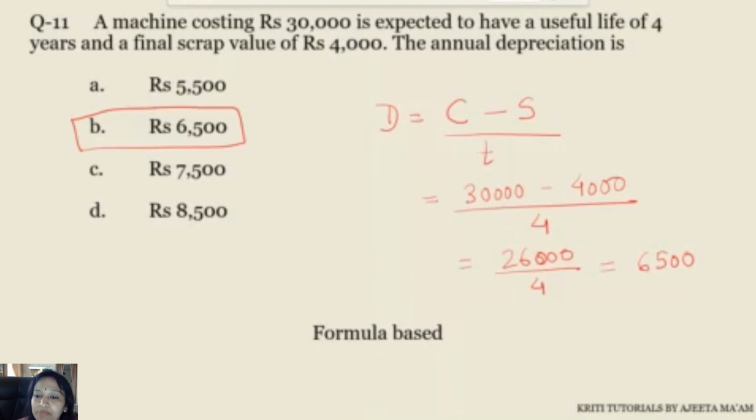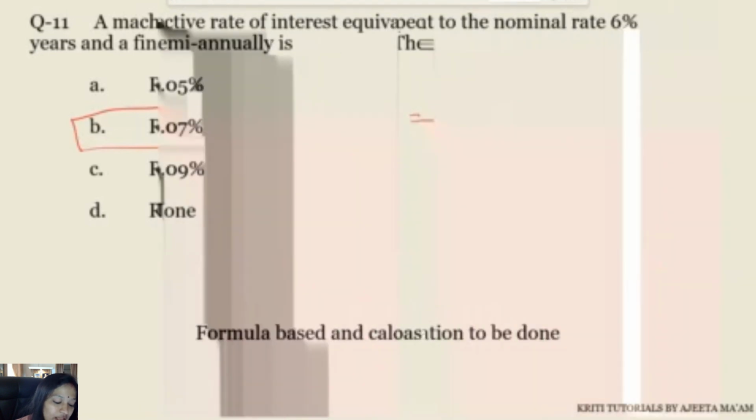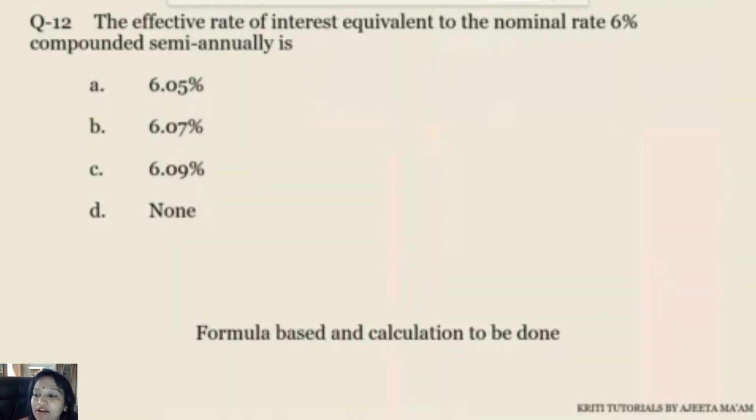Right? So that is the depreciation. Now let's move to the next question. Now we have to find again the effective rate of interest equivalent to the nominal rate of 6% compounded semi-annually. Again it's a question based on financial maths, that is effective rate and nominal rate.